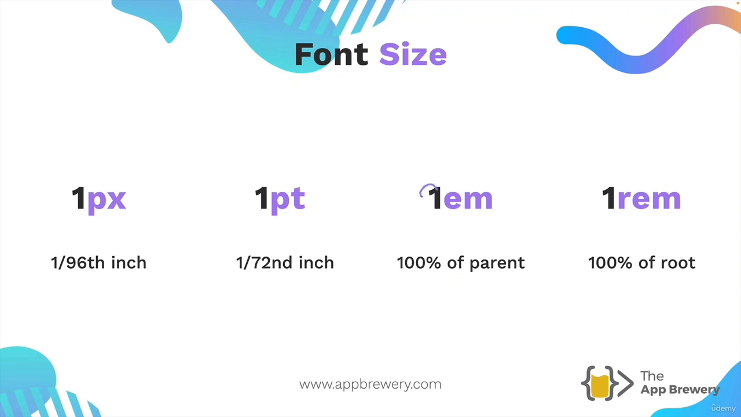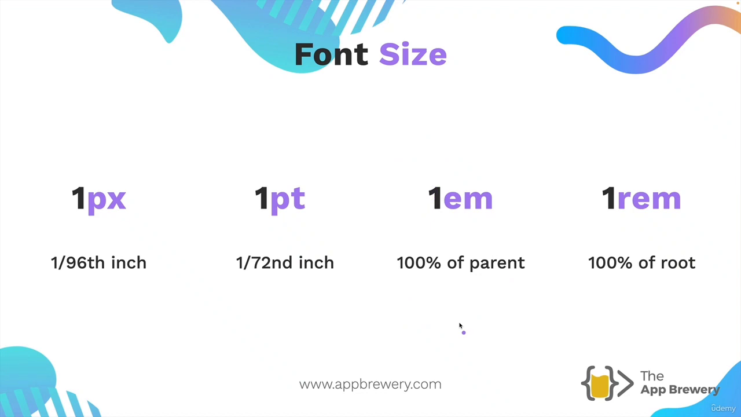Now, however, if we set it to 2 EM instead, then in this case, it's going to be 2 times the parent size, so 2 times 20 pixels, which is going to be 40 pixels instead. It's basically a relative size. And I'm going to explain to you why this is important very shortly.